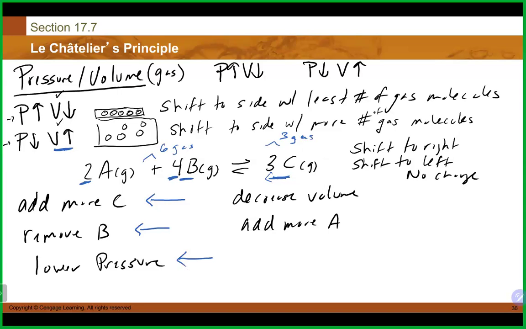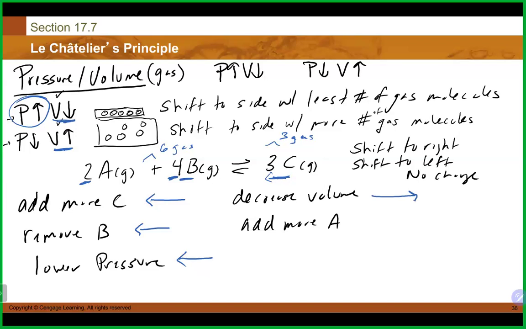If we decrease the volume, that's going to cause our pressure to increase. More important here is the volume. With a smaller volume, I need fewer gas molecules to bring the pressure back down. In this reaction, that would cause the equilibrium to shift to the right.